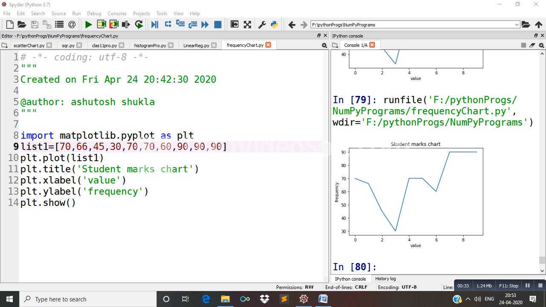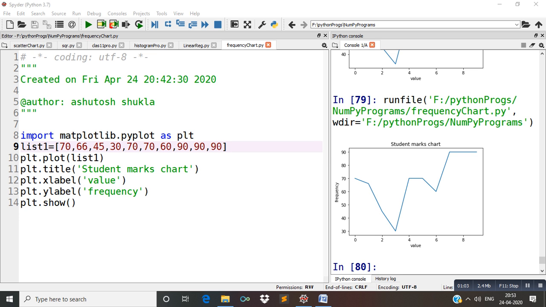Actually, why have I taken repeated values? Repeated value means 70, 70, 70, three times. It means its frequency is 3. Okay, because we are going to form a frequency chart. So that's why, to count their frequency using a chart, we can take some values more than one time. Okay beta.